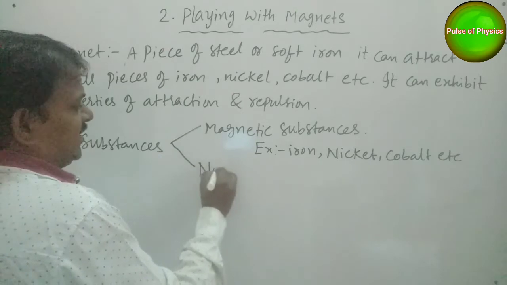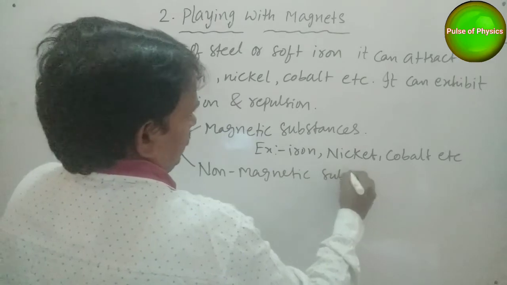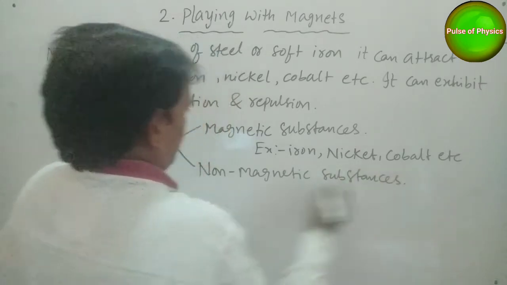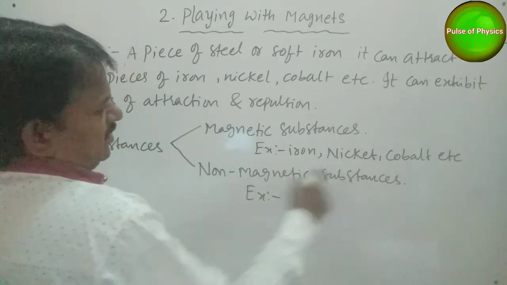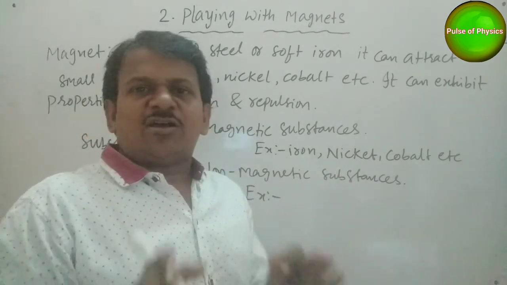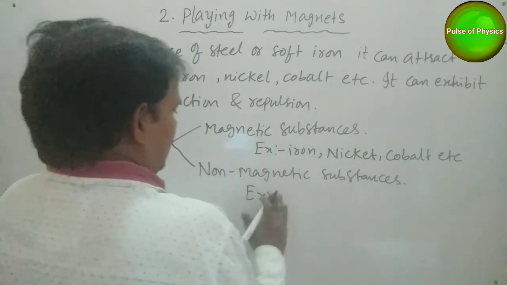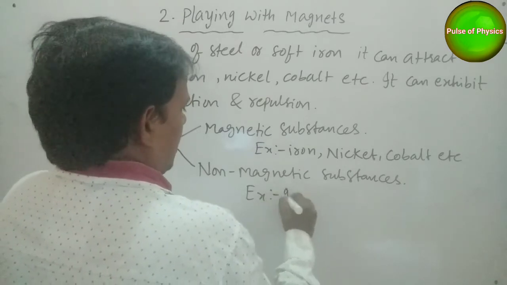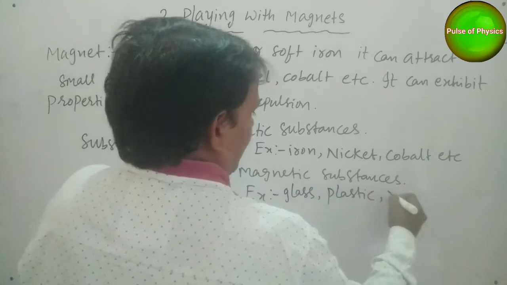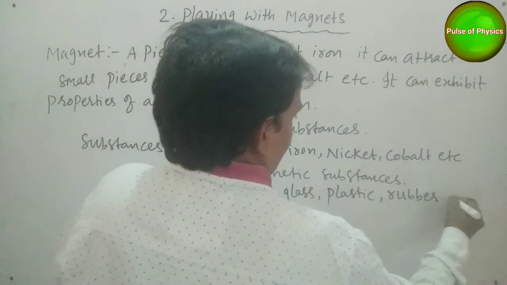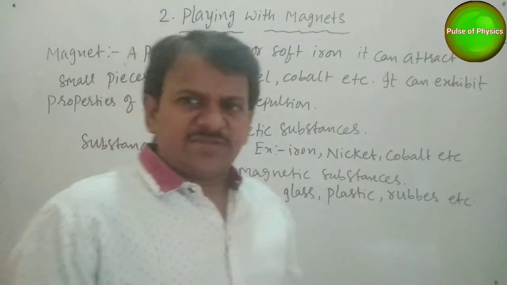Next, non-magnetic substances. The substances which are not attracted by the magnet are called non-magnetic substances. Examples: glass, plastic, rubber, etc. Right?